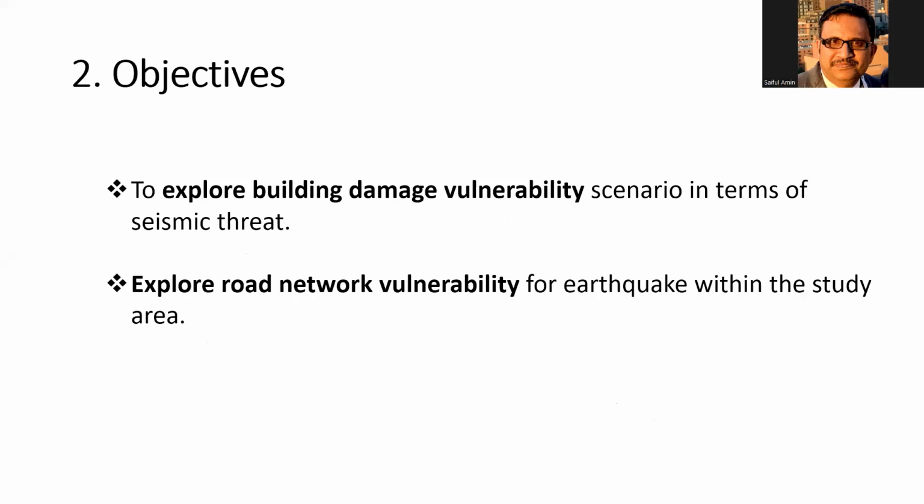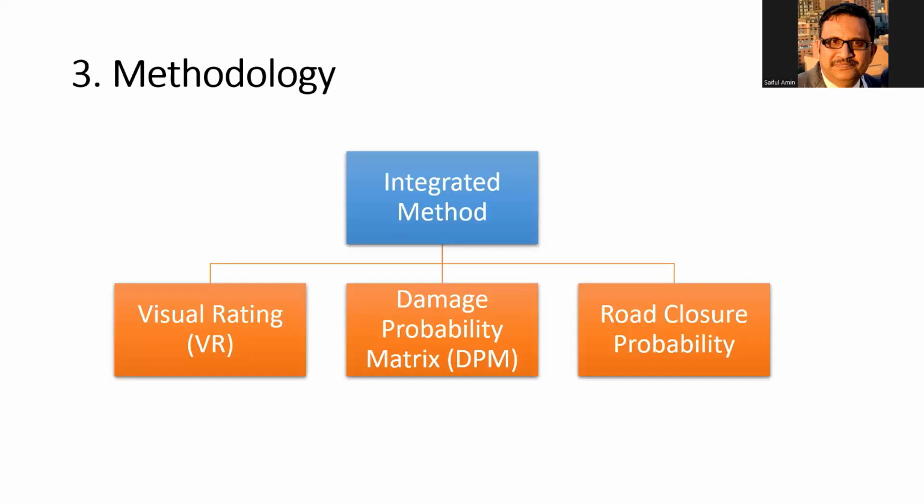Now, to conduct my whole study, we have evaluated two objectives. For the first one, we have explored the building damage vulnerability scenario in terms of seismic threat, and the second one explores the road network vulnerability for earthquake within the study area. In this regard, we have incorporated three distinct methods and combined them into an integrated scenario, where the first method is utilized in VR, which is also known as visual reading. The second method is damage probability matrix, and finally the road closure probability.